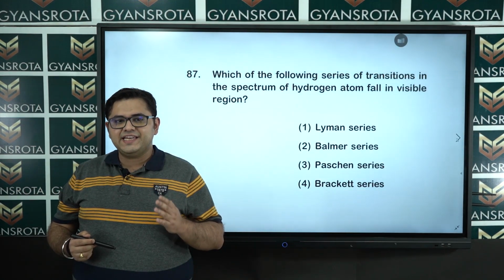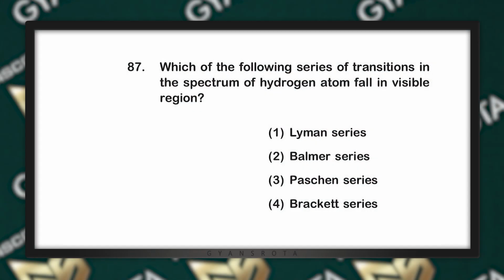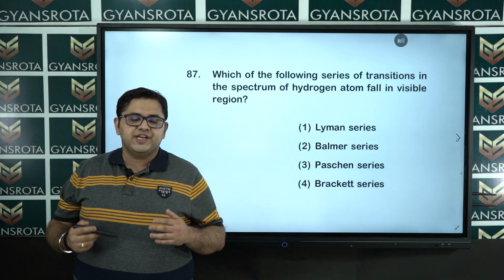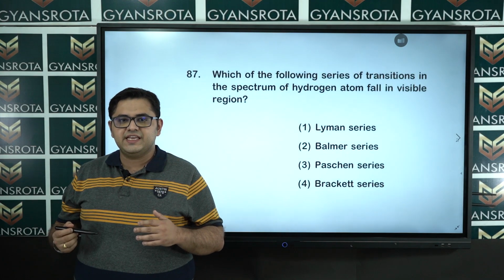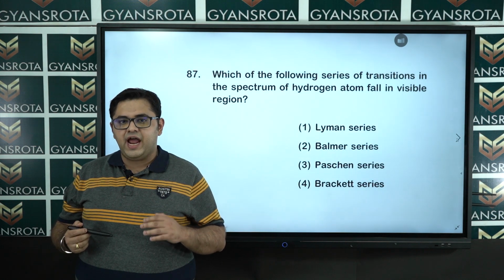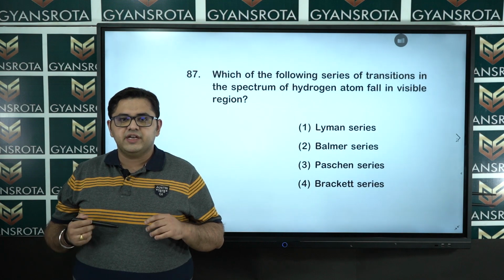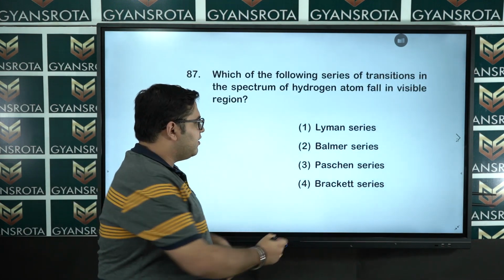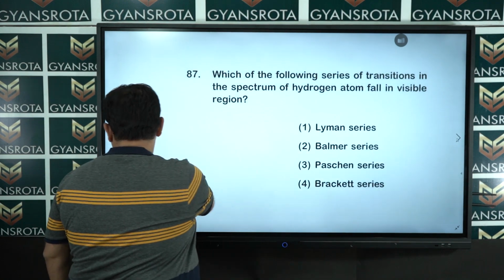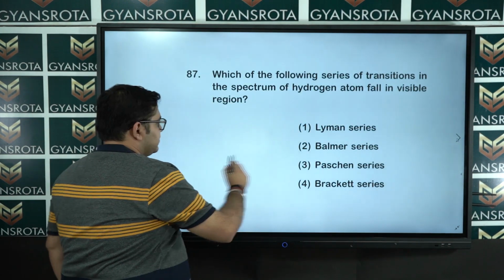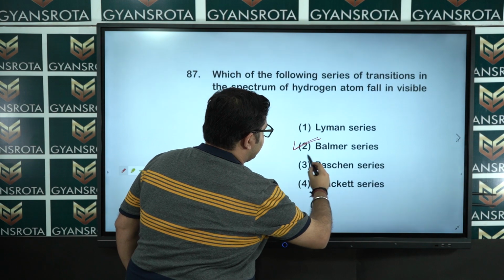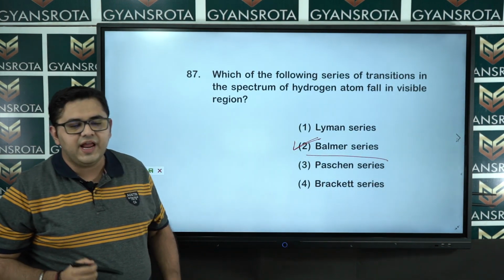So, question number 87 is on the screen. Which of the following series of transitions in the spectrum of hydrogen atom falls in the visible region? This question comes directly from your NCERT, from the structure of atom chapter given in the NCERT 11 first part. The option is nothing but your Balmer series. So, Balmer series is the correct answer of question number 87.